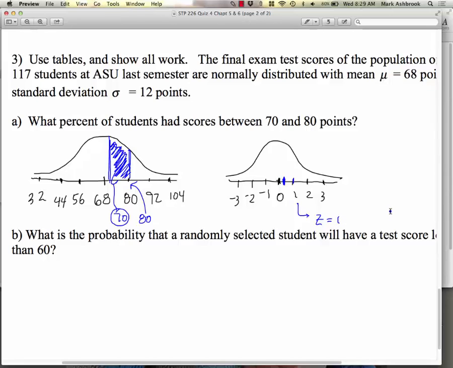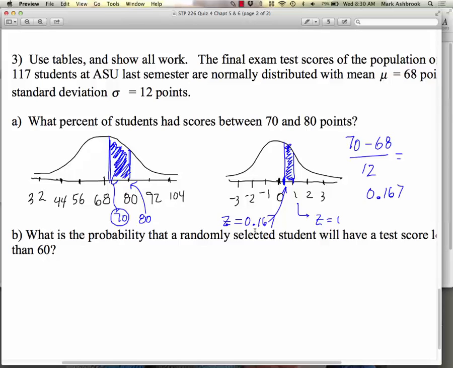So what do we need? We need the z-score for a score of 70 on the test. How would you find the z-score with this mean and standard deviation? What's the z-score for a score of 70? Everyone do it, and divide by 12. 0.167. So we got a z of 0.167 and a z-score of 1. We didn't have to calculate the 1 because a score of 80 is exactly 1 standard deviation above the mean. So that's z equals 1.